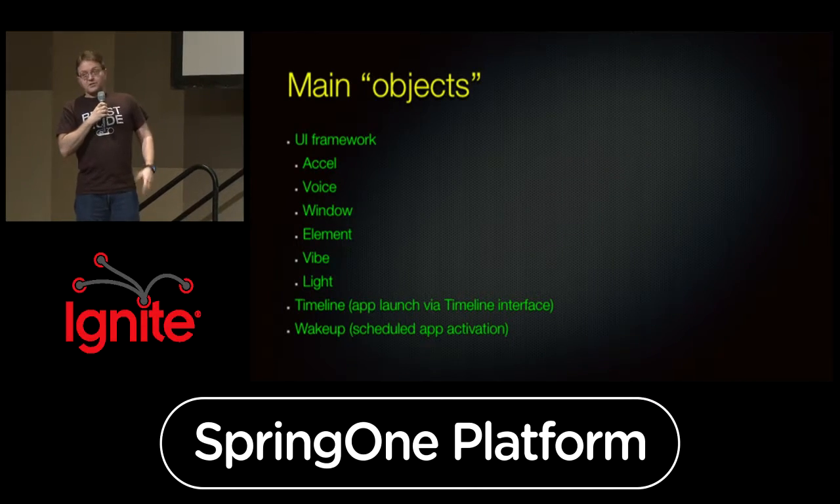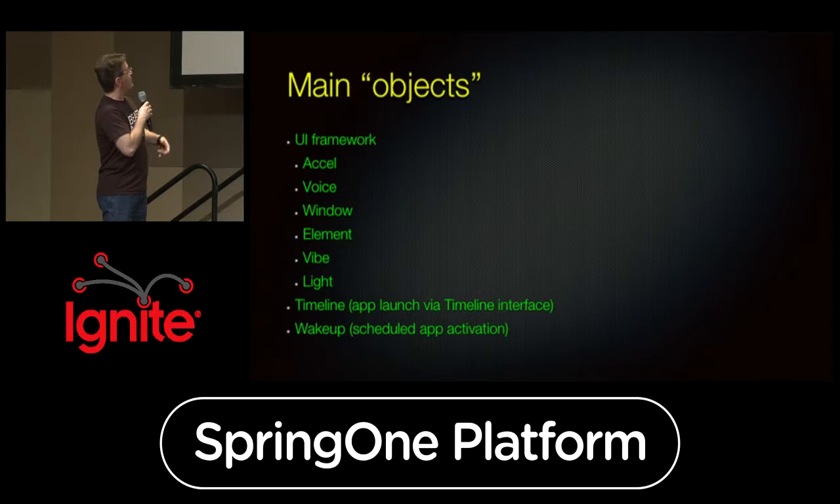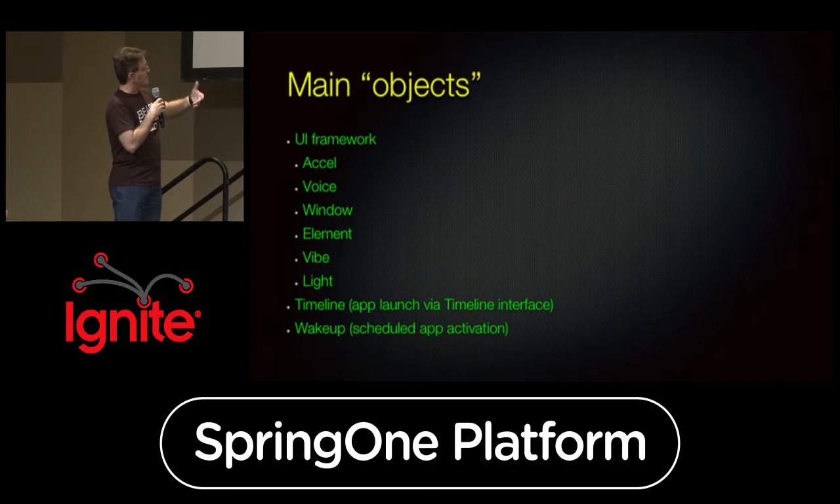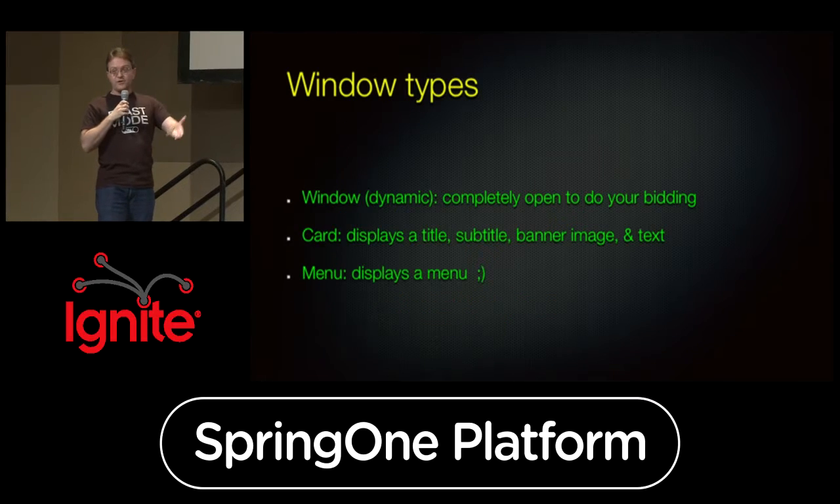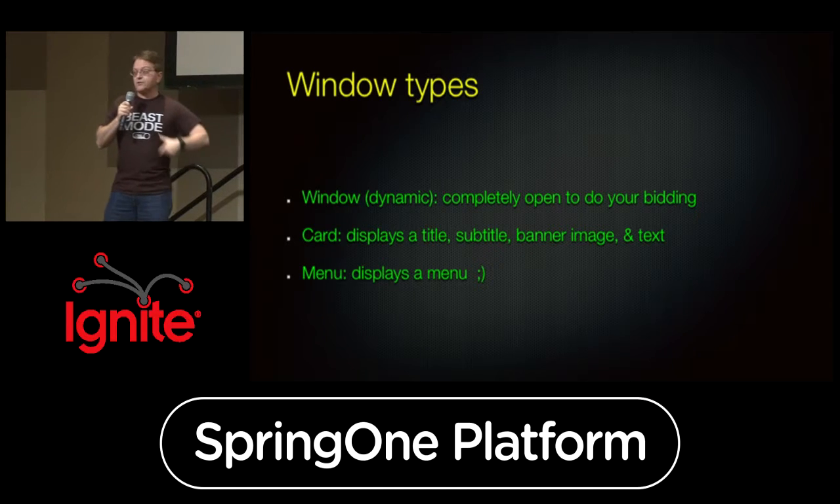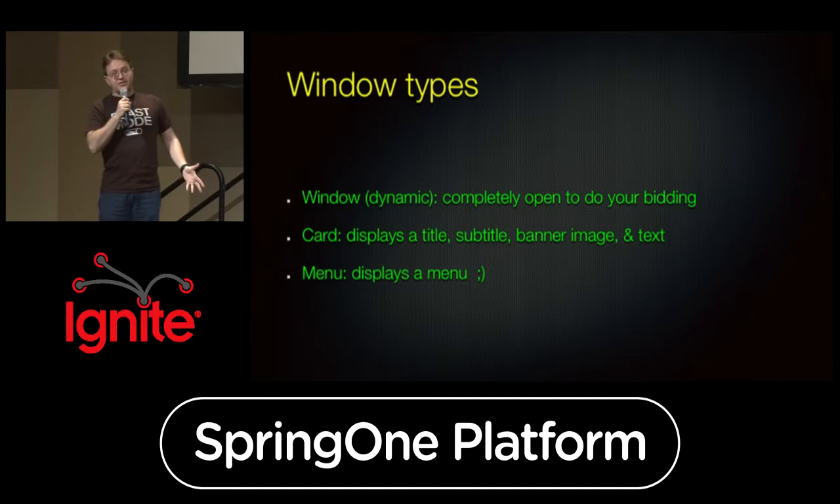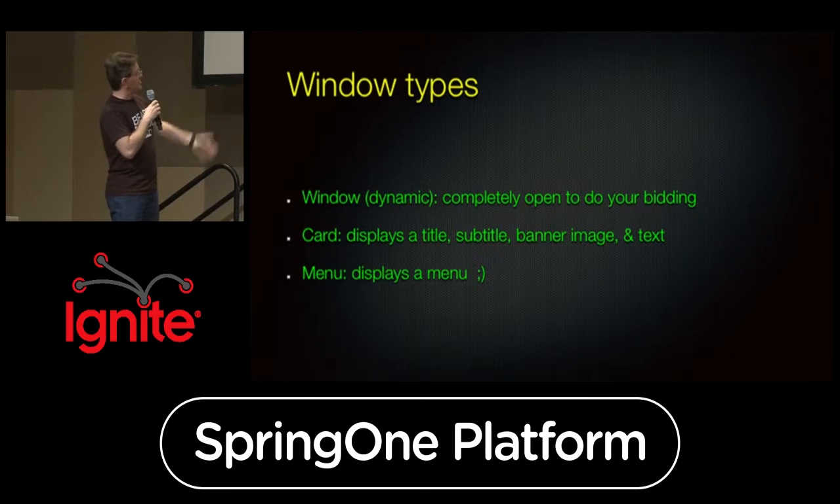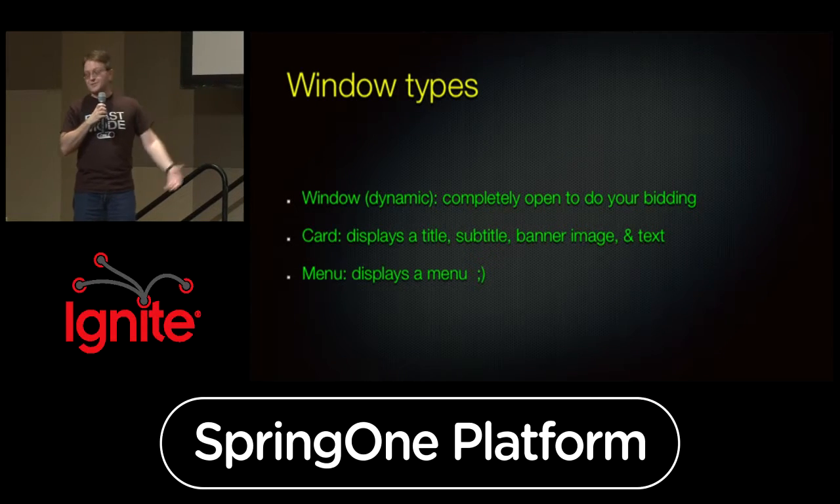Several main objects that you get for free, so to speak. The UI framework gives you access to the accelerometer, voice dictation, various windows, elements, drawing elements, vibration, and the light. You can hook into the timeline interface, and you can schedule app activation via wake-up. The various window types include dynamic windows, which means you can do pretty much anything you can write. And then a card, which displays a title, subtitle, banner, image, and text. And then a menu, which displays a menu.